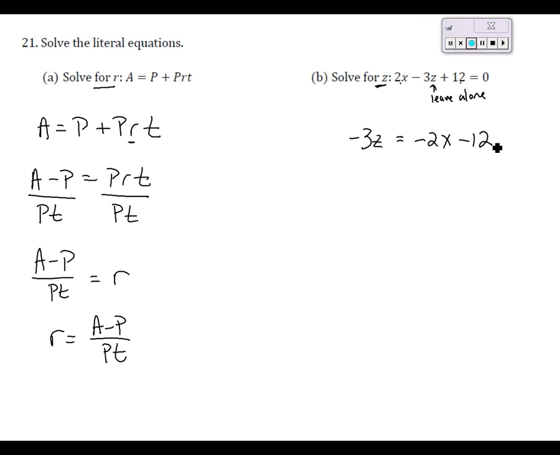The last thing I have to do is divide away this multiplier, which I'm going to do to all terms. So this is going to be z. Negative over negative is positive. This is going to be 2/3 x, and negative 12 divided by negative 3 is positive 4. Perfect.